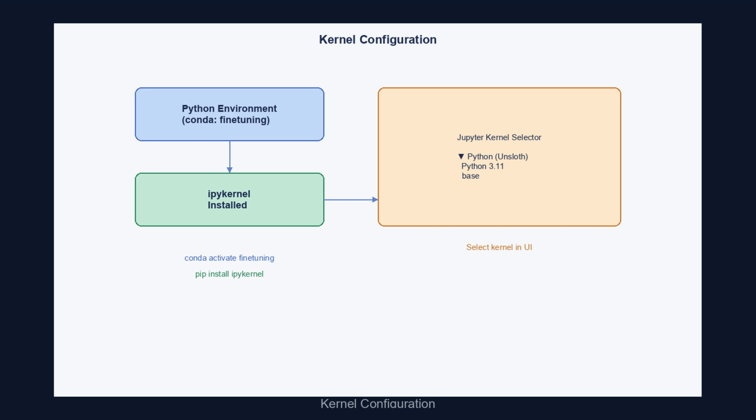You should type conda activate fine-tuning to activate your environment, and then pip install ipkernel to make sure the kernel is installed. After that, when you launch Jupyter, you'll use the Jupyter kernel selector to choose the appropriate kernel for your projects. In the drop-down menu, you should see the option for Python and Unsloth, as well as the base Python version you're running. Understanding this configuration is vital because selecting the right kernel ensures your notebooks run with the correct Python version and libraries. Now, go ahead and set this up, and let's move forward to working with the Unsloth library in your projects.